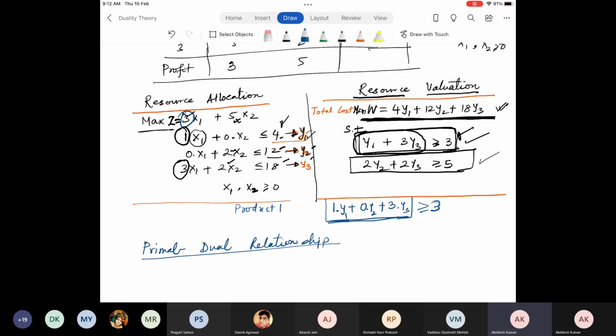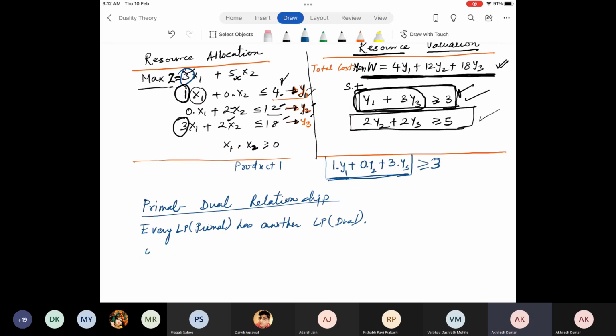Okay, so when we come to the primal-dual relationship, every LP, let me call it primal for timing, I will explain what is primal, has another LP. The original problem is called primal, and the corresponding dual is called dual.